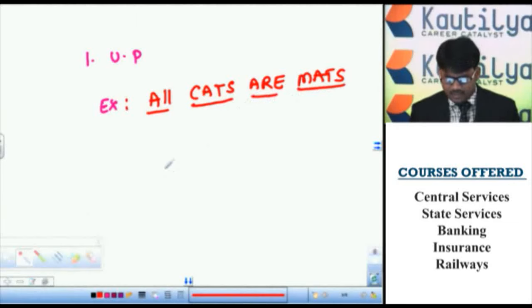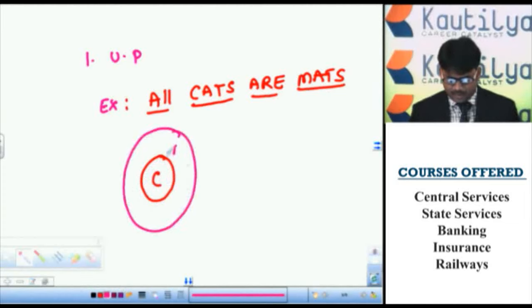For example, in the Venn diagram method we have to represent the relationship here. If you take the cats, all these are cats, and all these cats are in the part of mats. This is one diagram representing the given statement. This is the basic diagram for a universal positive statement, and we have another diagram for the given statement.